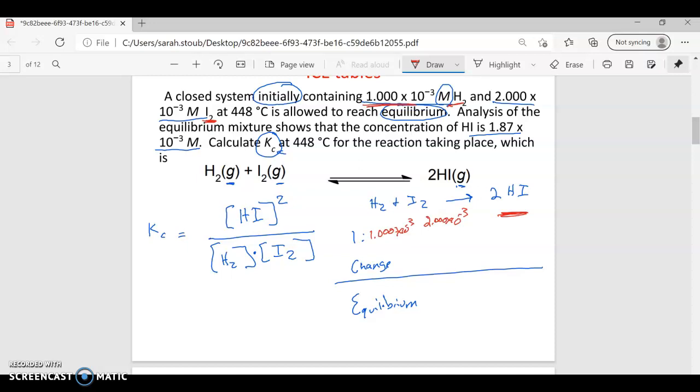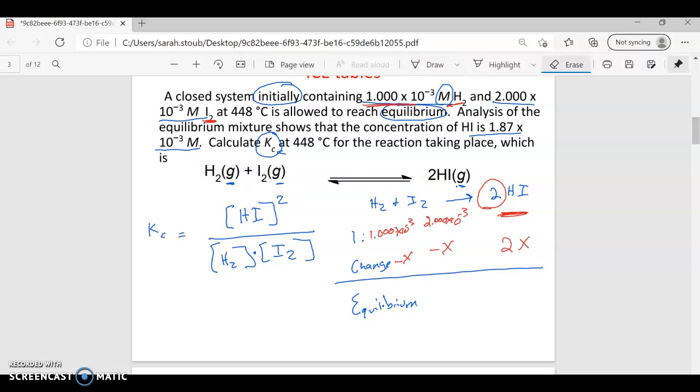And then change happens. In other words, I start to lose some H2, maybe we'll call it an X amount, and I start to lose some I2. For every one H2 I lose, I'll lose one I2. And I start to gain HI. Now it's not just X amount of HI, see that 2 there. For every one of the reactants I lose, I gain 2 products, so I'd have to call it 2X. So over time, I've lost X amount of my reactants, and I've gained 2X of my products.